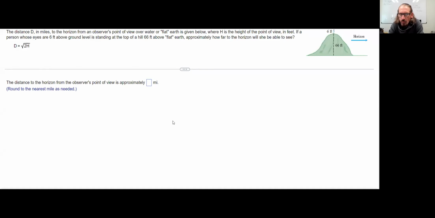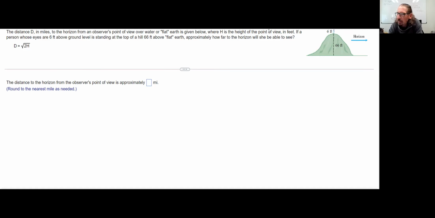Okay, we're looking at one more example, which comes from the homework. And we're told that the distance d in miles that someone can see. Of course, the Earth is not flat, but because it's large enough, it's difficult to see the curvature. We're told that somebody stands up on, let's see, on a hill. So how far are they going to see?